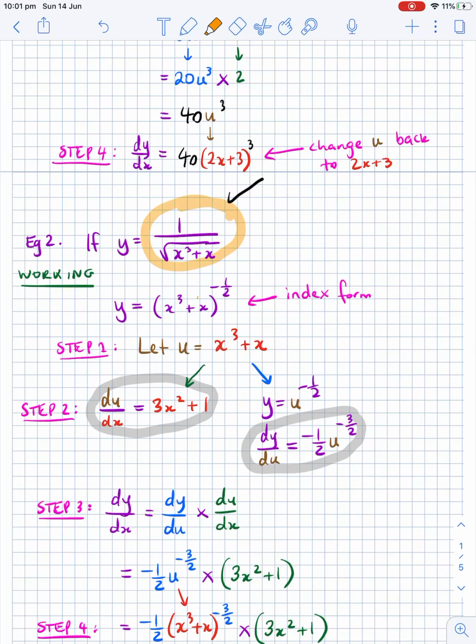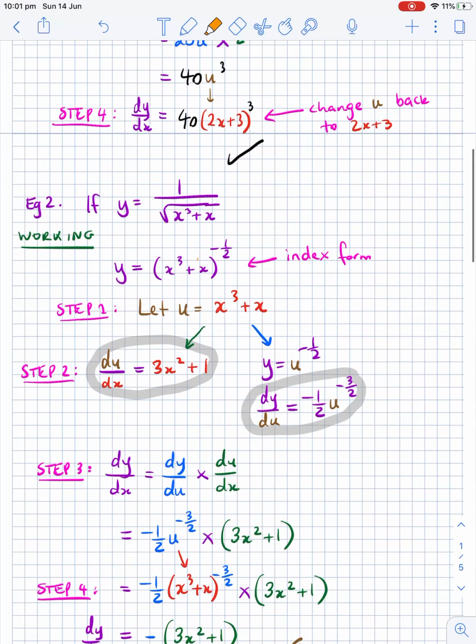Another example is this. Notice that we've got x's on the denominator and in a square root, and there's multiple terms. The main thing is that these multiple terms are creating us havoc. Well, first up, we don't like to deal with denominators and square root signs, so change this to index form. So it's going to be these two terms, x cubed plus x to the power of negative 1/2. And next up, we let u equal these multiple terms. So let u equal x cubed plus x.